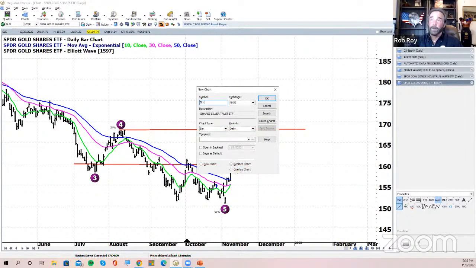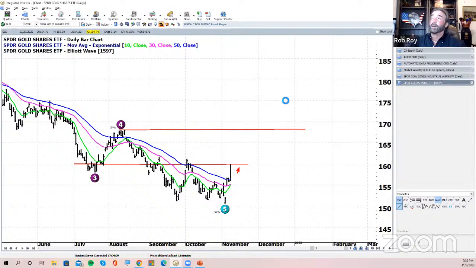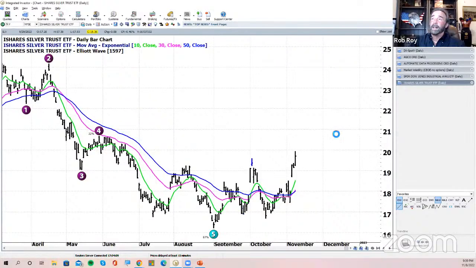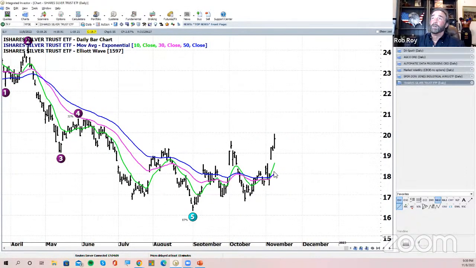I might as well just show you SLV because that's probably going to come up in the Q&A, and then we'll move on. But taking a look at silver, look at that breakout move in the SLV.